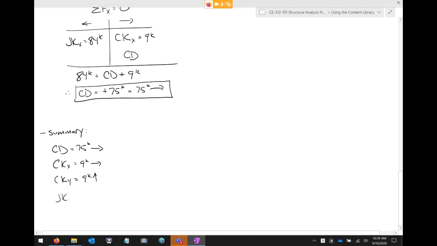We got JKX and JKY. What do we have? This one was 14 kips down. This is 84 kips that way. Go ahead and break out the Pythagorean theorem on these. So CK is the square root of CKX squared plus CKY squared.